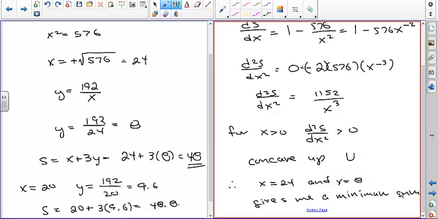Okay, so I got a handout, which you guys are going to do one just like this, except with a slightly different twist. Got 4 optimization problems to work on.